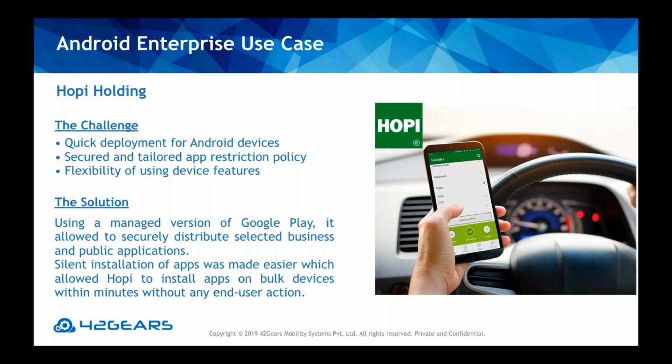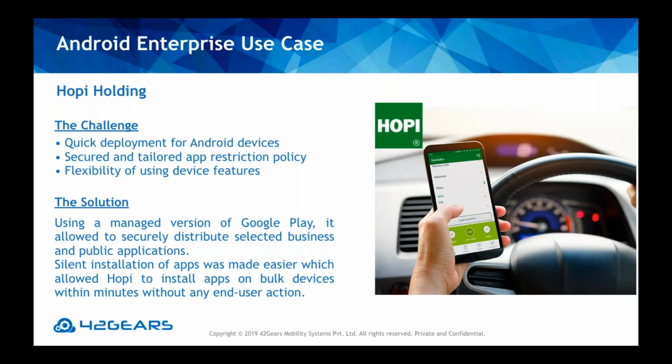Hoppy Holding was looking for a quick deployment for Android devices which could provide secured and tailored restriction capabilities for drivers when they use data and apps for work purposes. 42 Gears UEM allowed Hoppy Holding to enroll devices easily in a few steps. Using a managed version of Google Play, it allowed them to securely distribute selected business and public applications.